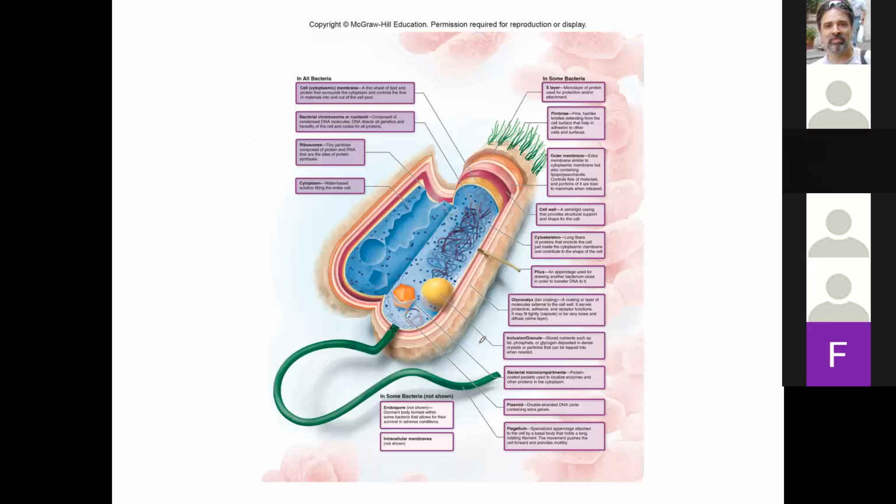Okay, and what you're looking at here is just a diagram showing you a lot of these different structures. I won't go through each one, but this figure is in your text. Okay, so it sort of outlines what each thing is, just like we were talking about before. Okay, so it's a very simple cell.